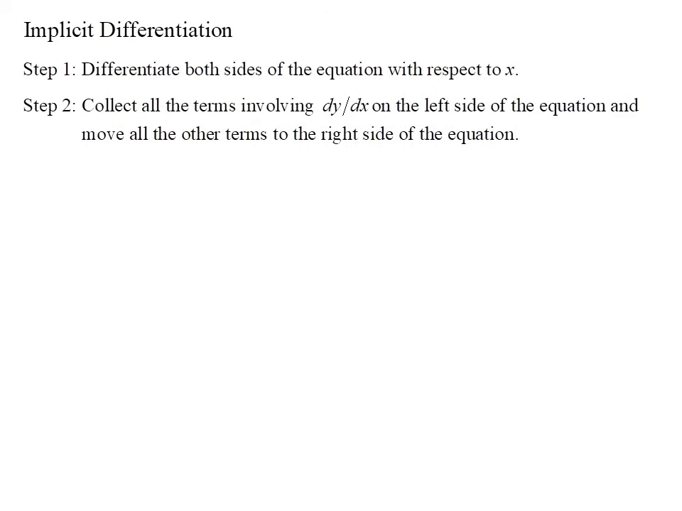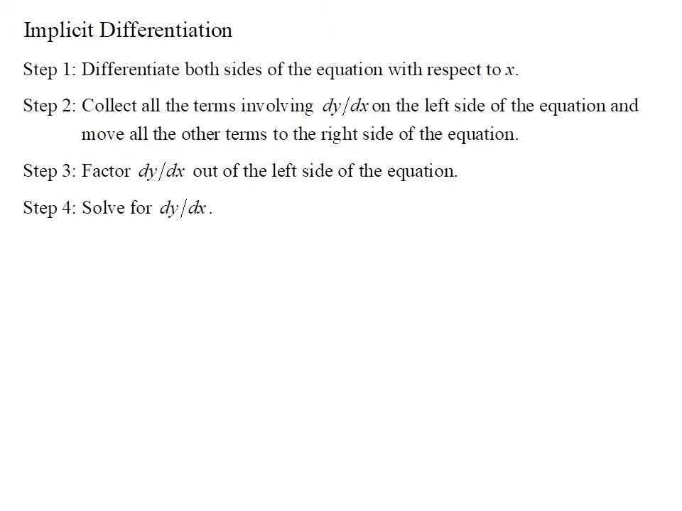Here are the guidelines for implicit differentiation, and it has 4 steps to find dy by dx. The first step is to differentiate both sides of the equation with respect to x. The following step is to collect all the terms involving dy by dx on the left side of the equation and move all the other terms to the right side of the equation. Step 3 is to factor dy by dx out of the left side of the equation, and the last step is to find the expression of dy by dx.